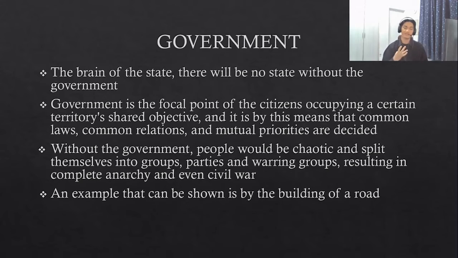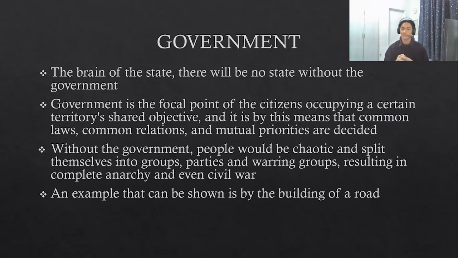So the fourth element of the state is the government. The government is the brain of the state, which means there will be no state without the government. The government is the focal point of the citizens occupying a certain territory's shared objective, and it is by this means that common laws, common relations, and mutual priorities are decided.